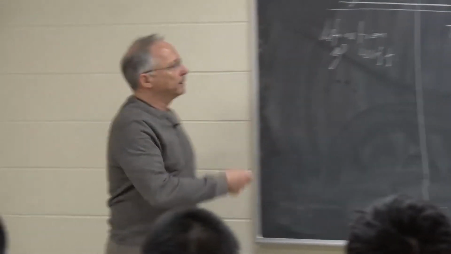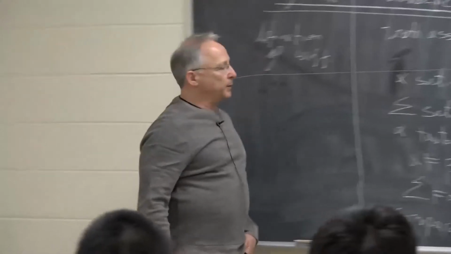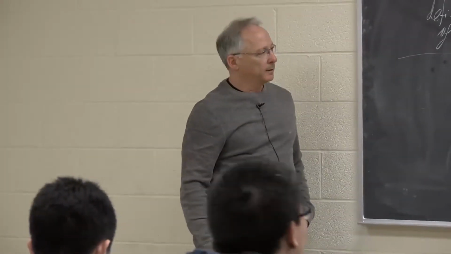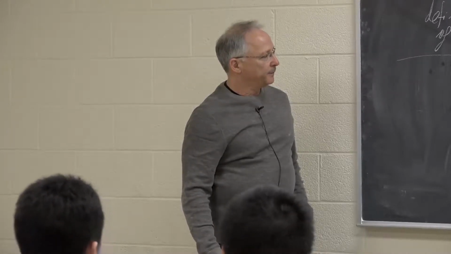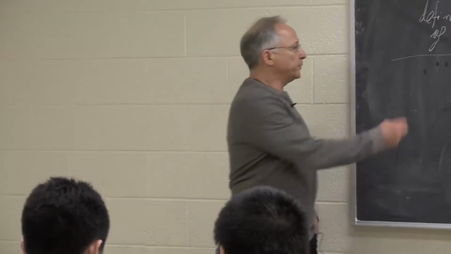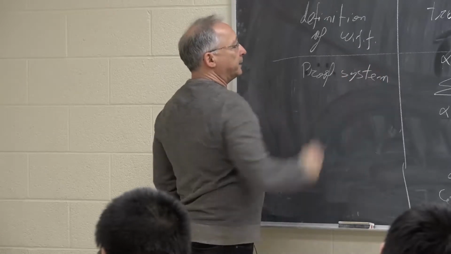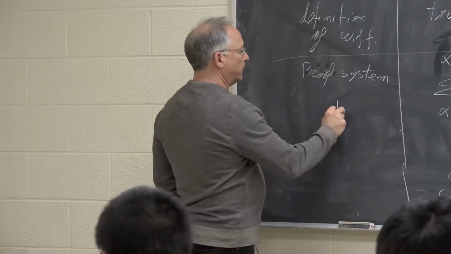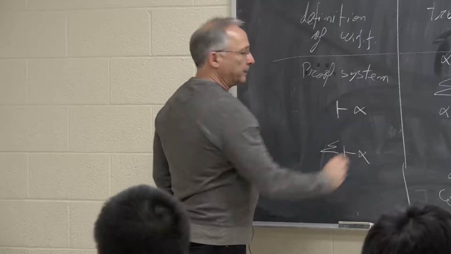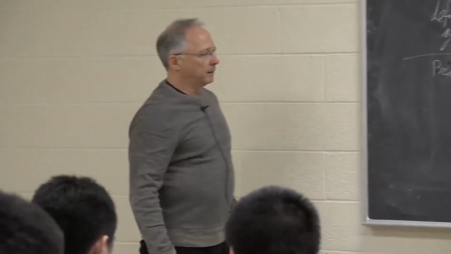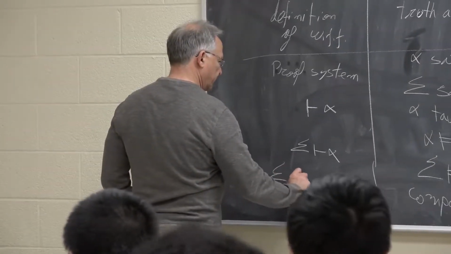And then we went back to the syntax. In the syntax, we started talking about proof systems. So we had this notion of alpha is provable. We had a proof system which was completely syntactic. And then we had the notion of alpha is provable, or sigma can prove alpha. And now we also have this notion of sigma being consistent.